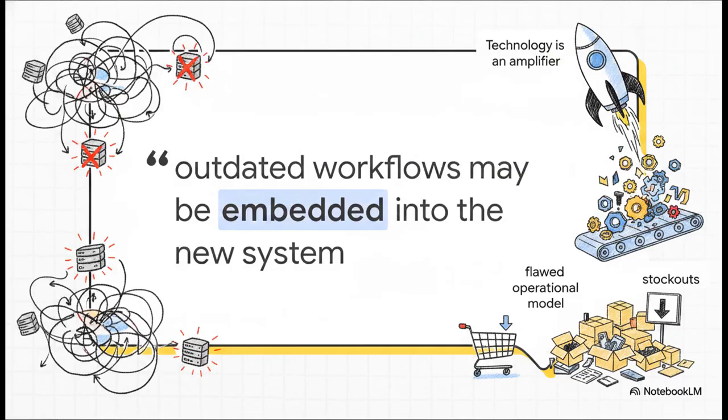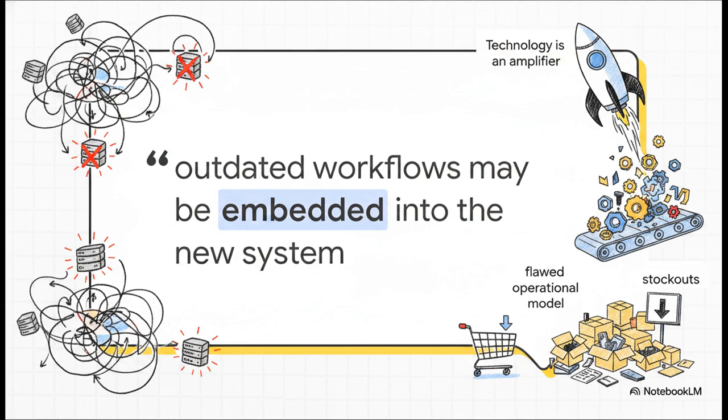agility. The unyielding truth. We arrive at this unyielding truth regarding enterprise execution. Implementing an ERP system without a robust process reengineering strategy often results in deep inefficiencies, as outdated workflows may be permanently embedded into the new system. Technology is merely an amplifier. It possesses no inherent intelligence to fix a fundamentally flawed operational model.